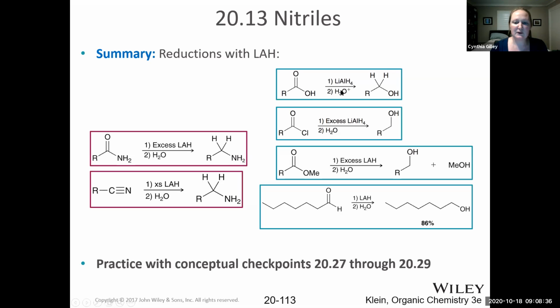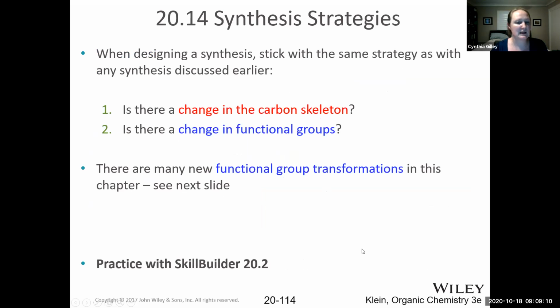Anyway, regardless of whether you need more than one equivalent or not, when you reduce a carboxylic acid, acid chloride, or ester, you get a primary alcohol, which is different than a primary amine. And I also threw this reaction in there just to remind you that LAH also reduces aldehydes to primary alcohols, and ketones to secondary alcohols. And you can go ahead and add that, if you'd like, to the summary chart. You can continually practice reactions by doing checkpoints 20.27 through 20.29.